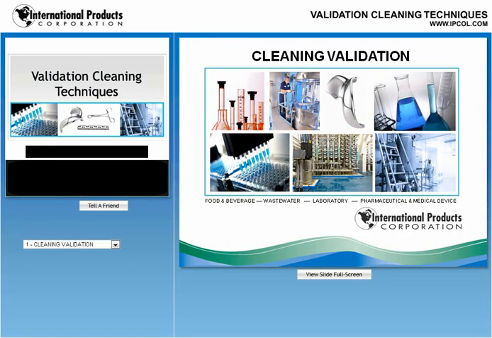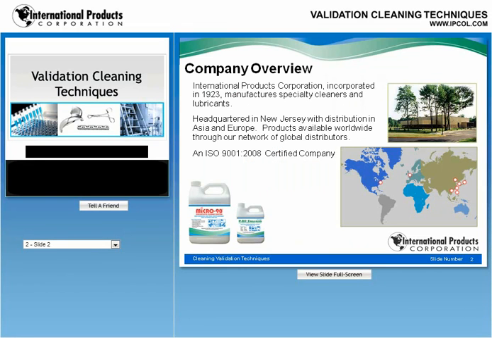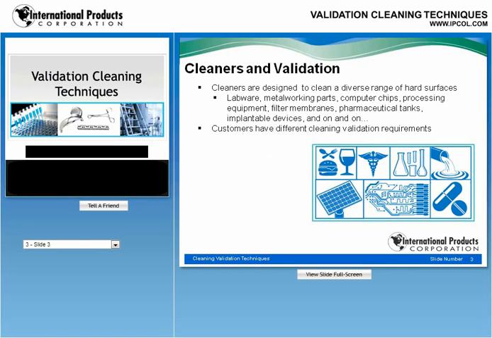International Products manufactures specialty cleaners and P80 rubber assembly lubricants. Our manufacturing facility is headquartered in New Jersey, and we have worldwide distribution. Our cleaners are primarily used in industries with a diverse range of hard surfaces that are required to be critically clean. We're often asked to supply validation methods, and we thought this webinar would be beneficial. We will review the most common cleaning validation techniques used.